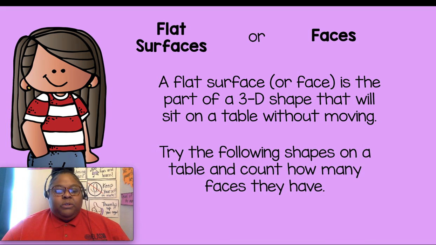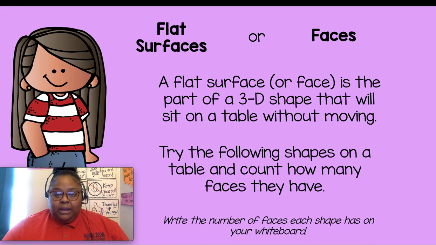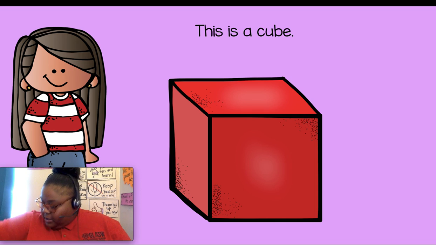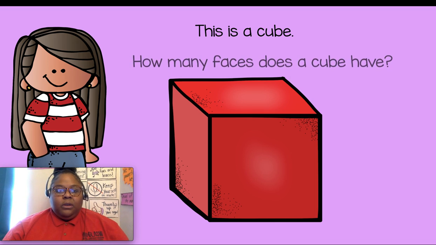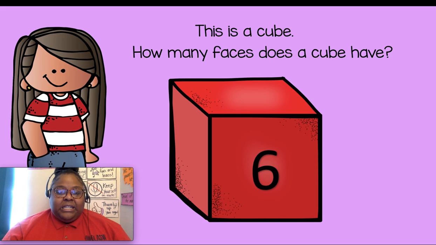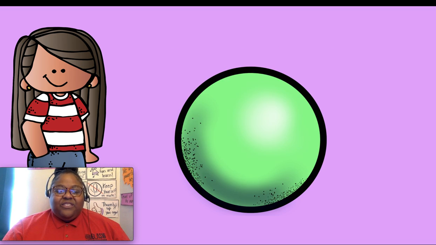Try the following shapes on a table and count how many faces they have. Write the number of faces each shape has on your whiteboard or piece of paper in front of you. So the first shape we have is a cube. That shape is called a cube. How many faces does a cube have? Miss Sab could not find a cube in her house, so I put one on the screen. The cube has 6 faces. There's a top, a bottom, 2 sides, and a front and a back. So there are 6 faces.